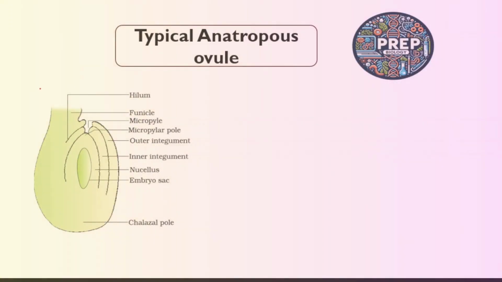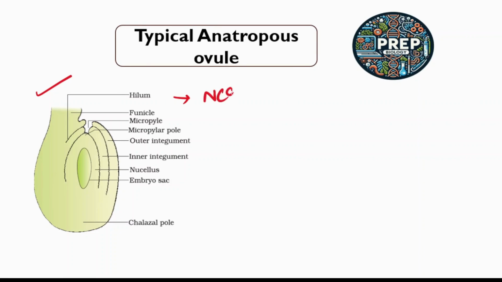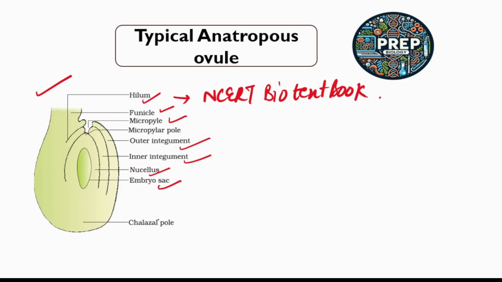This diagram is from your NCERT biology textbook. We have discussed the structure of the ovule and its different parts: the hilum, funicle, micropyle, outer integument, inner integument, nucellus, embryo sac, and the chalazal pole or chalazal end.